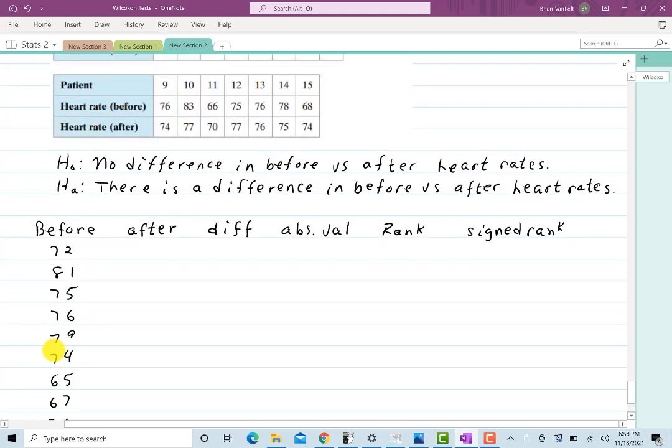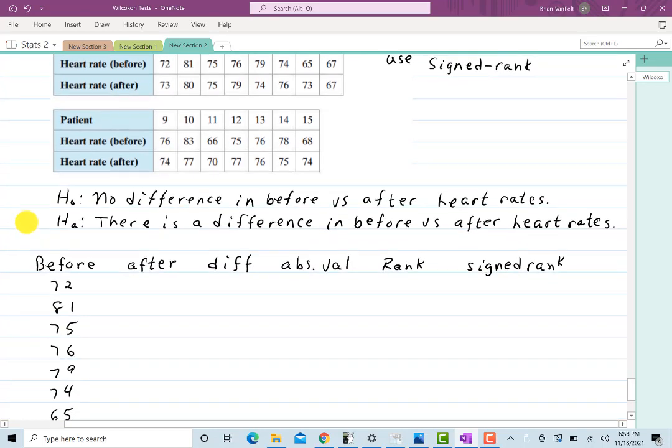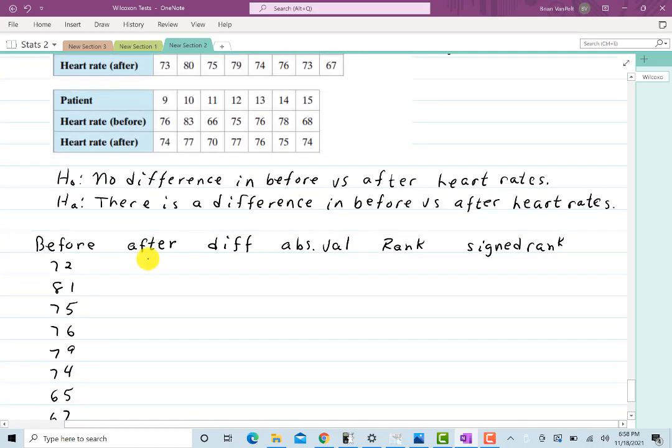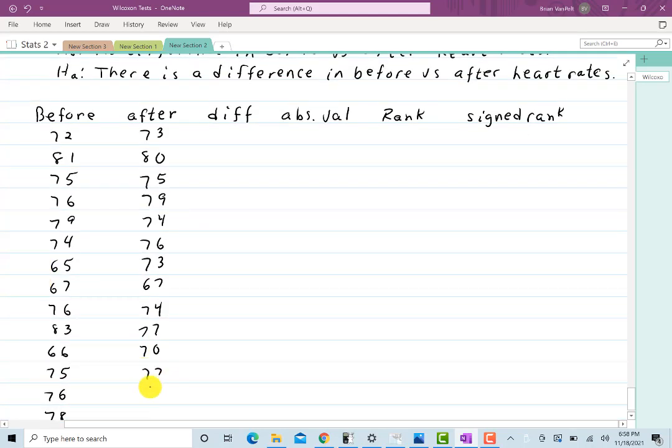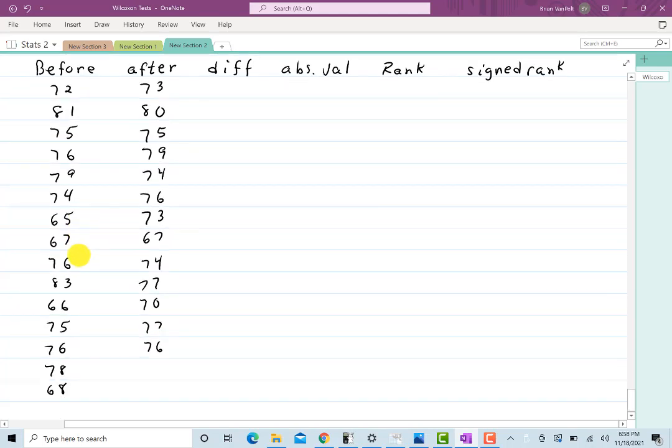And now let me get the afters. We got 73, 80, 75, 79, 74, 76, 73, 67, 74, 77, 70, 77, 76, 77, 76. I think I saw 75 and 74, but I'll recheck those.